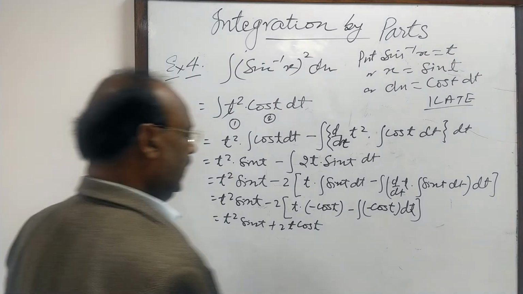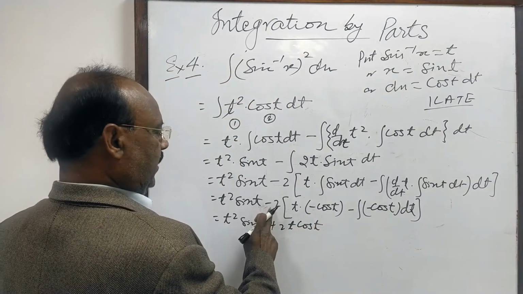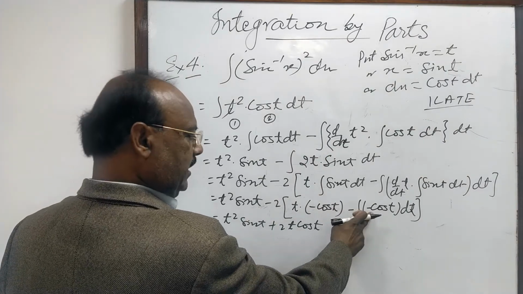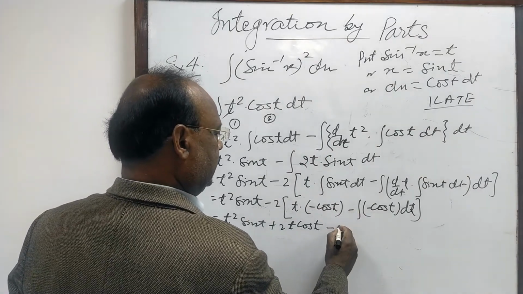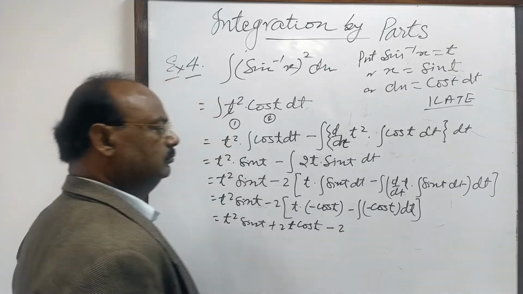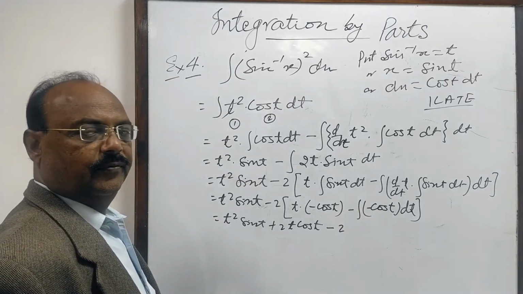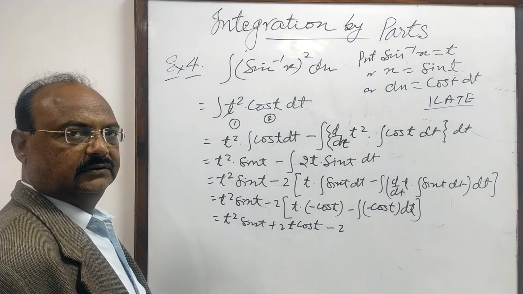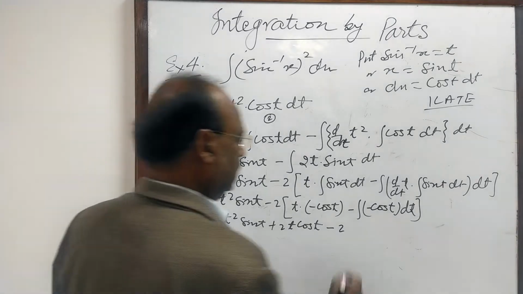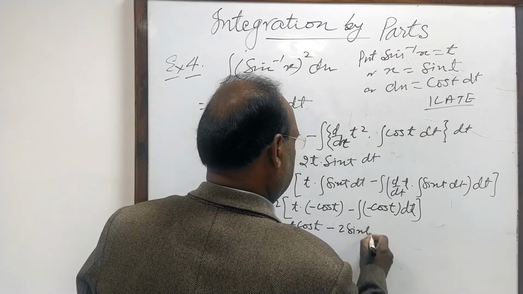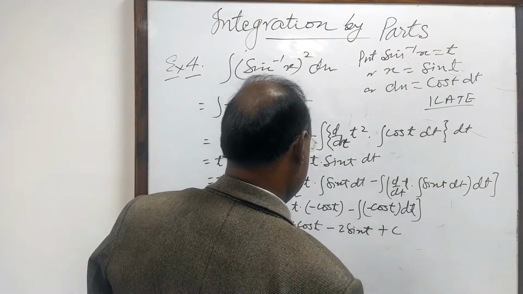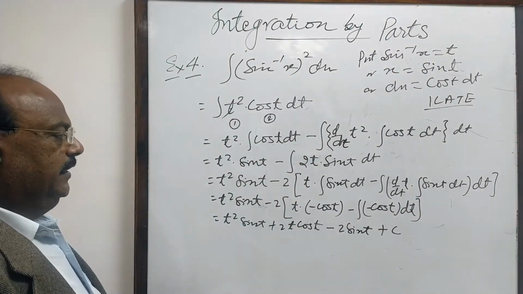Correct? And this minus 2 into minus, again minus, so this becomes minus 2, and integral of cos t is, yes, sin t. Correct? So this is sin t plus constant of integration.